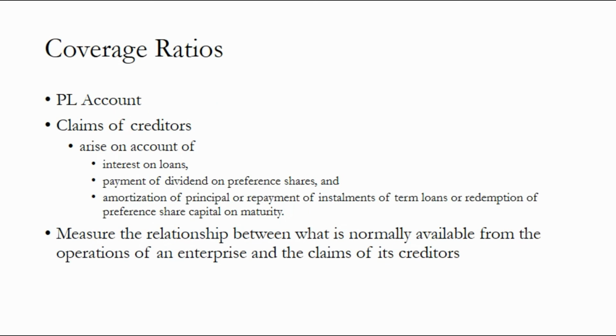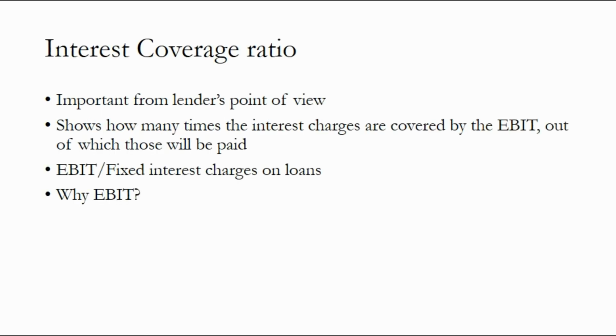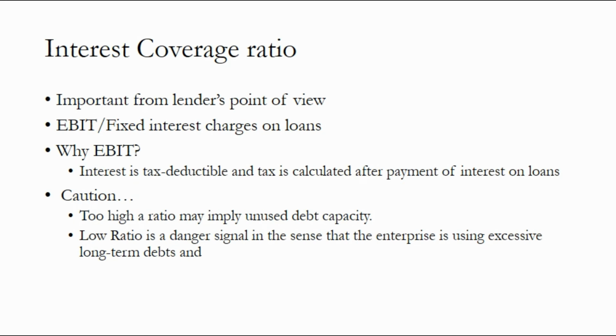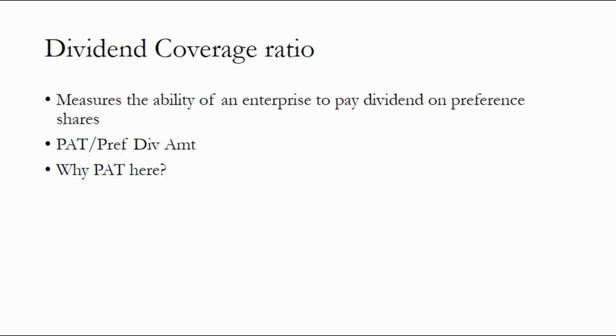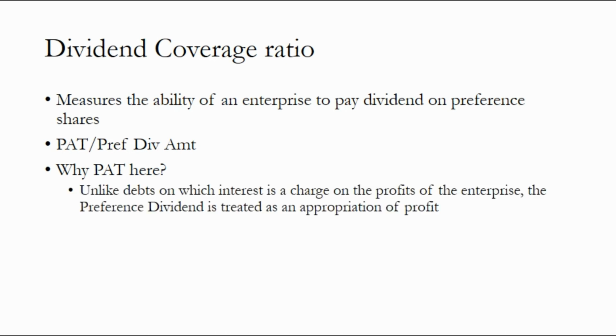Coverage ratios are calculated from the profit and loss account and relate to the claims of creditors. They measure the relationship between what is normally available from the operations of an enterprise and the claims of its creditors. These are the interest coverage ratio and the dividend coverage ratio. Interest coverage is important from the lender's point of view; it shows how many times the interest charges are covered by earnings before interest and tax, out of which they will be paid. Now, dividend coverage ratio. Why is profit after tax used here?